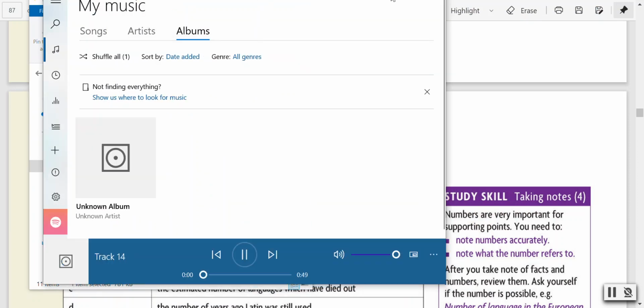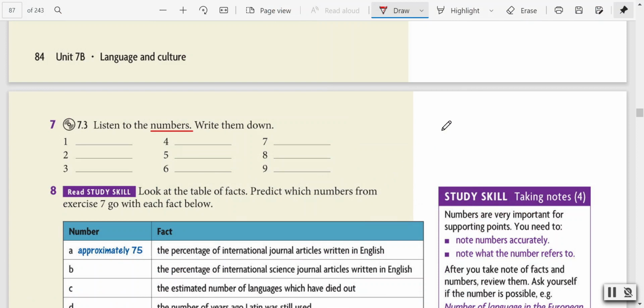7.3. 1. Over 60. 2. 23. 3. Over 90. 4. As much as 80. 5. 600. 6. Half. 7. Around 1.5 billion. 8. Approximately 75. 9. In the thousands.